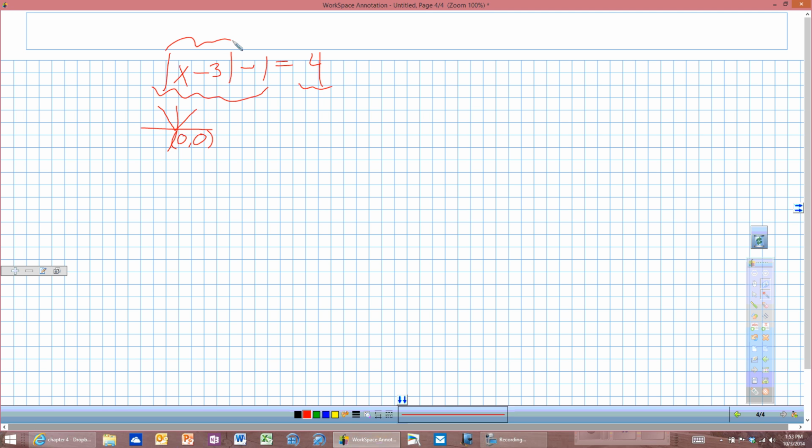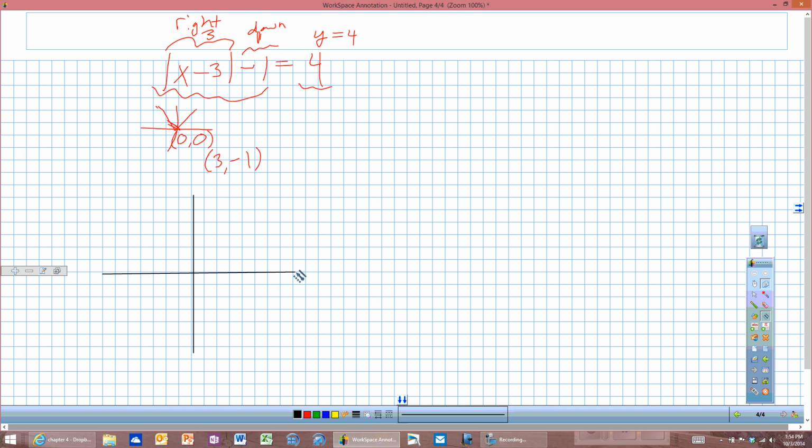Okay. Anything in parentheses, just like all the other graph shifting that we've done, is going to move it to the right 3 in here. And this is going to move it down 1. Okay. And then we're also going to graph the line y equals 4. So we have y equals this thing and y equals 4 that we can compare to each other. So instead of my point on my absolute value graph being at 0, 0, it's going to be at 3, negative 1.